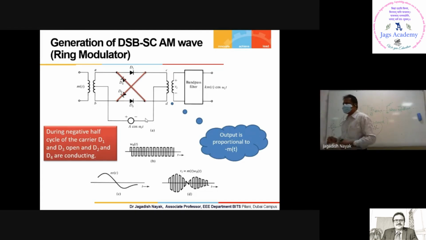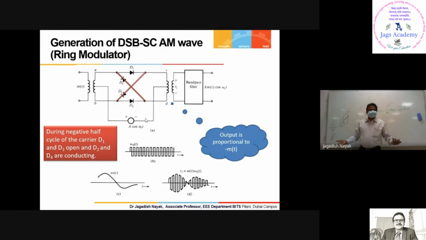It is nothing but M of t multiplied by a square wave, yes or no? Come on, tell me. M of t multiplied by a square wave, and after that there is a filter, what is it going to give you? DSB-SC. Hope all of you are understanding this, right? It's a simple concept.